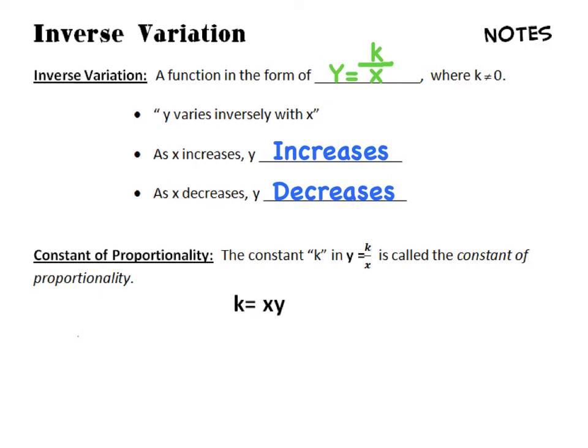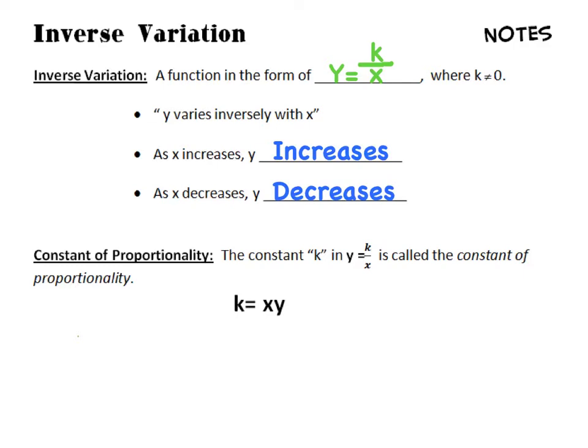Inverse variation. What is it? It is a function in the form of y equals k divided by x, where k cannot be equal to 0. Y varies inversely with x. So as x increases, y also increases. And as x decreases, y also decreases.